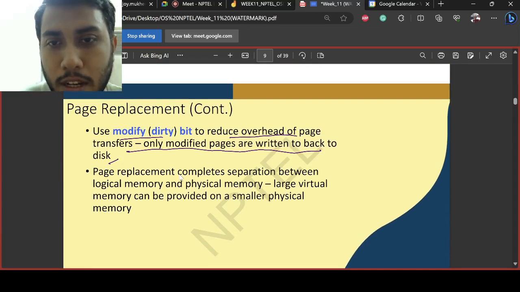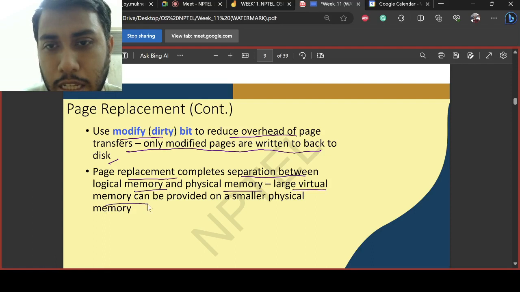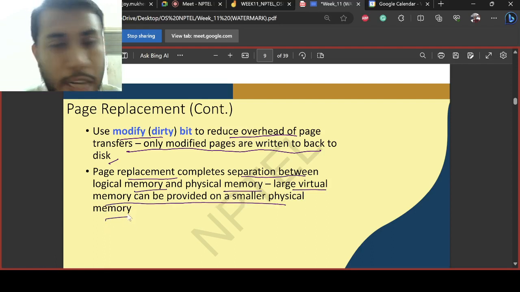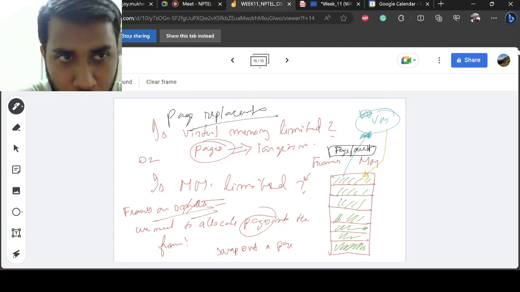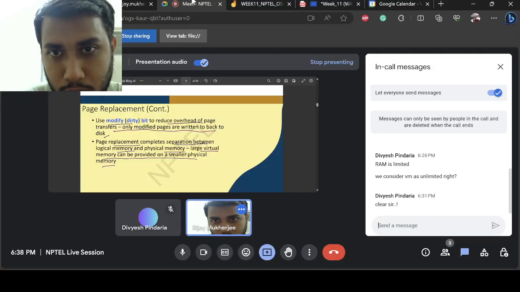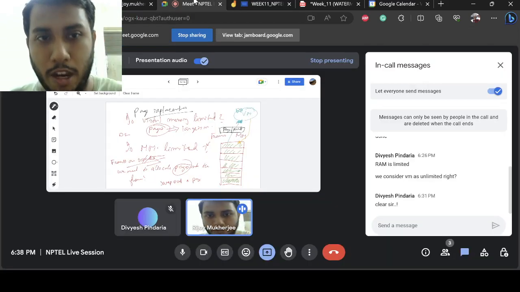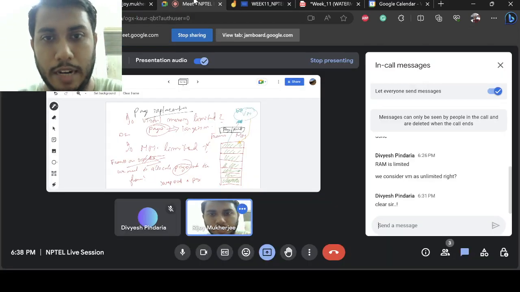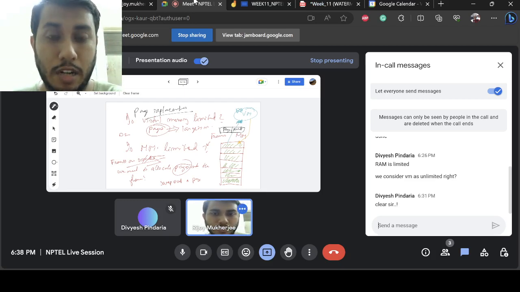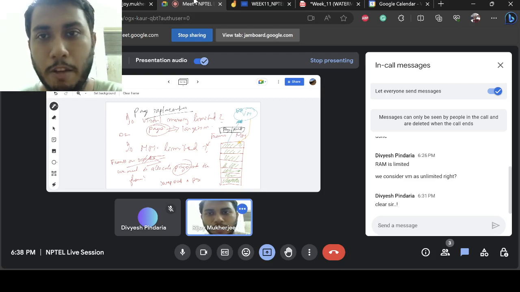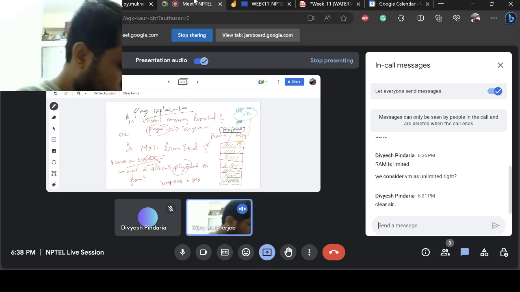Page replacement completes separation between logical memory and physical memory. Large virtual memory can be provided on a smaller physical memory, like that is what I meant. If you have noticed here, we have a small physical memory and a large virtual memory, and that is what page replacement algorithms are trying to do.